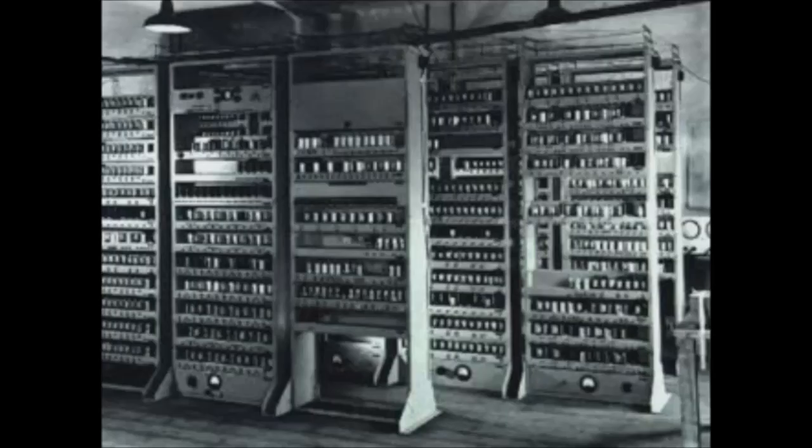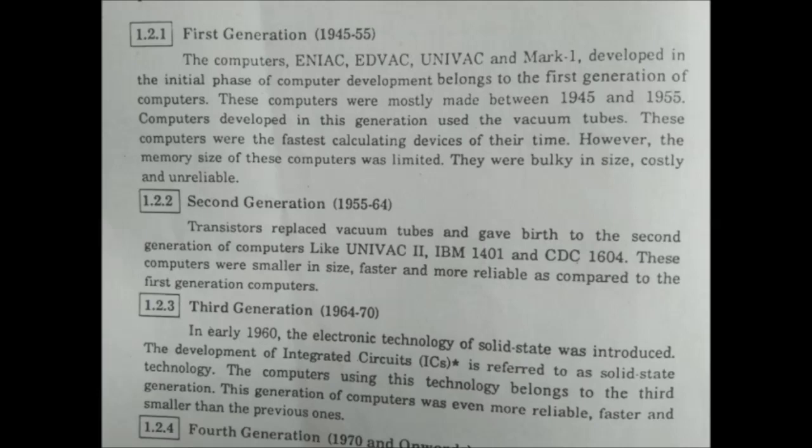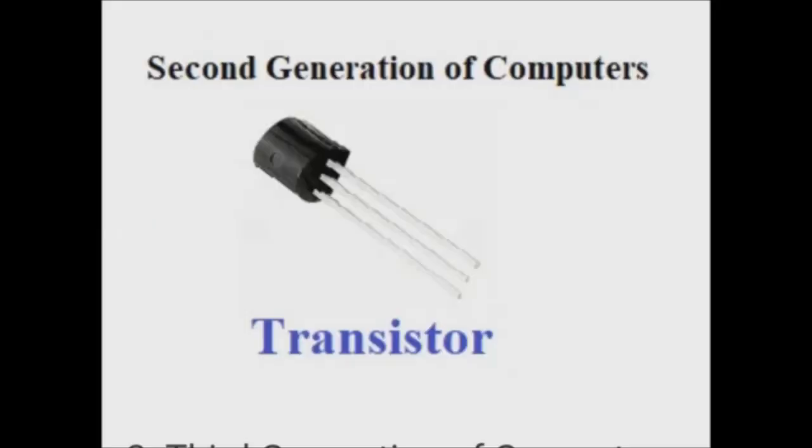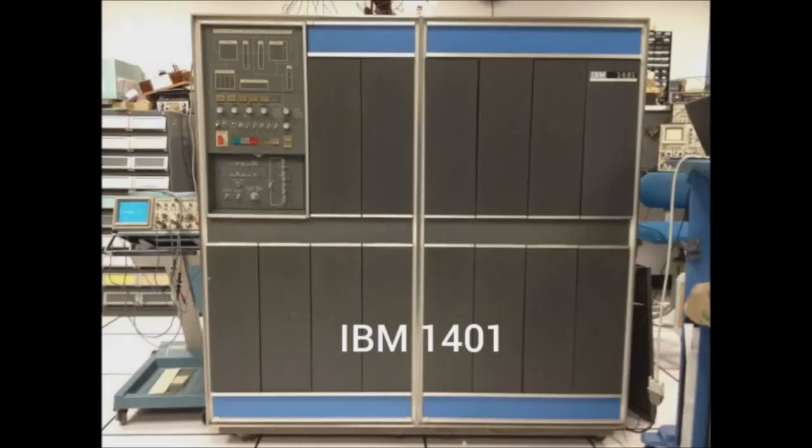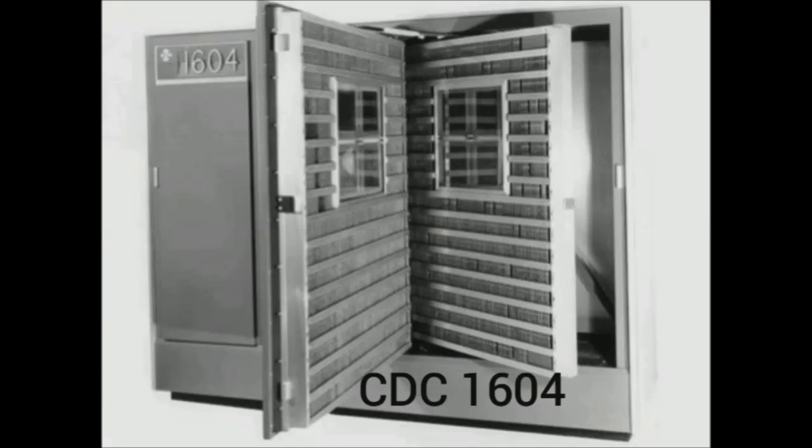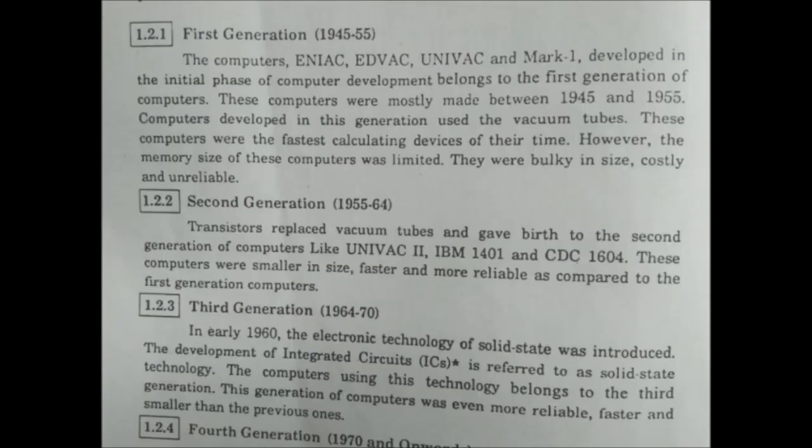So this all happened in the first generation. Second generation, 1955 till 64. In the second generation, transistors replaced vacuum tubes. Different computers like UNIVAC 2, IBM 1401 and CDC 1604 were invented in that generation. These computers were smaller in size, faster, and more reliable than the computers which were invented in first generation.